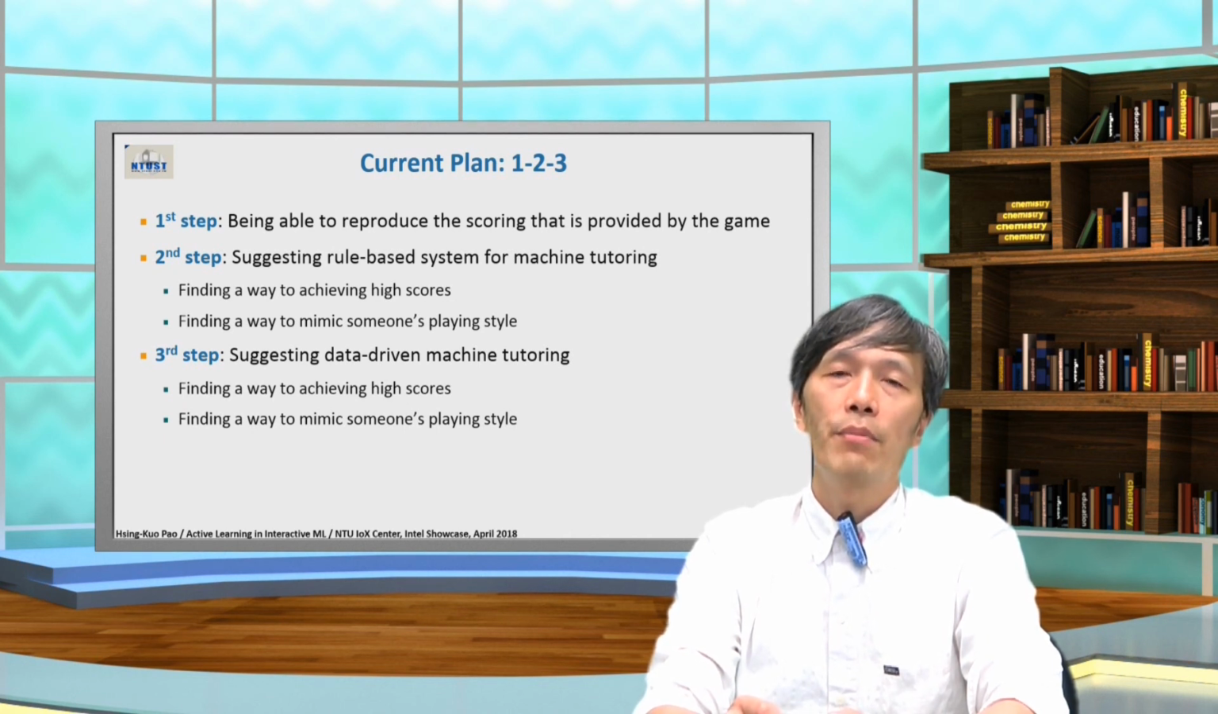The third step is to move on to data-driven tutoring, which means that based only on the sensory data, hopefully we can see the different styles of playing. They may give us different scores, or maybe a similar score. So how to mimic someone's playing? That's what we want to focus on for these few days.